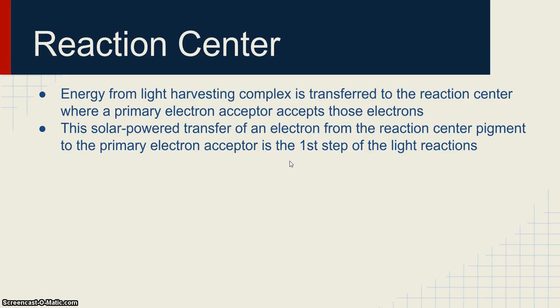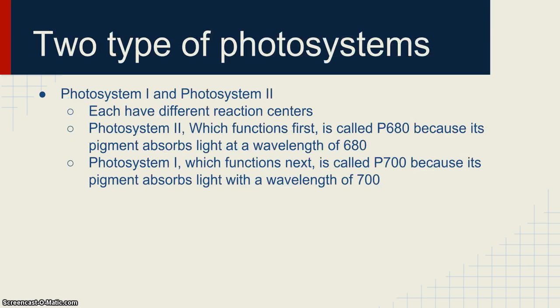So we're going to get all that energy in from the sun, and then we're going to be able to use it. This solar-powered transfer of an electron from the reaction center pigment to the primary electron acceptor is the first step of the light reactions. So we have that sun energy coming in. We're going to use that chlorophyll A molecule, and we're going to send it over to the reaction center.